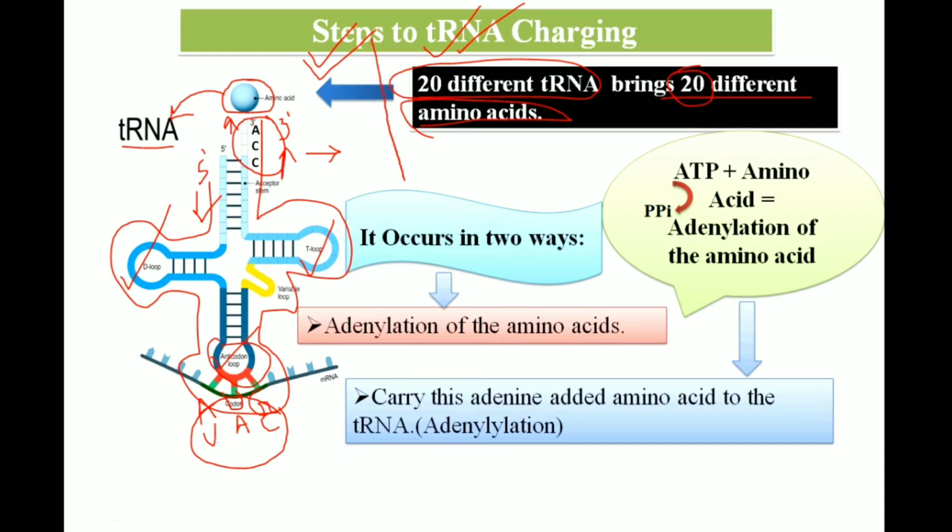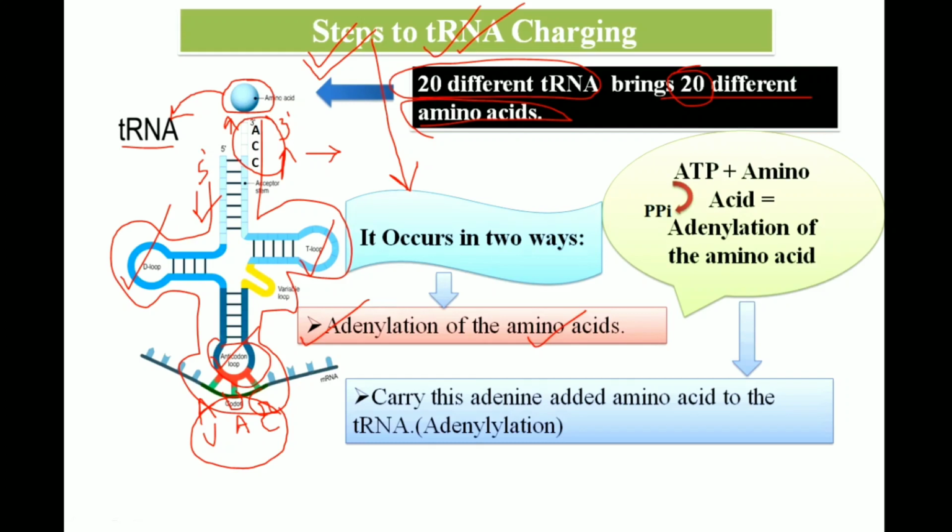So the steps of tRNA charging occur in two ways. One is known as the adenylation of the amino acid, and the other is known as the transfer of this adenylated amino acid towards the tRNA. Now we'll see how the adenylation process is done, or the addition of an adenine group to the amino acid.